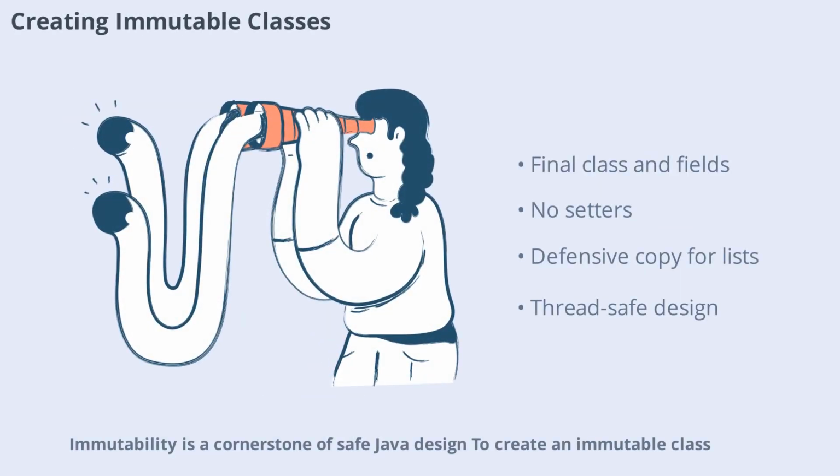Immutability is a cornerstone of safe Java design. To create an immutable class, declare it as final, use private final fields, and avoid setters. For mutable fields like lists, make defensive copies in the constructor. This prevents external modification and ensures the object's state remains constant.